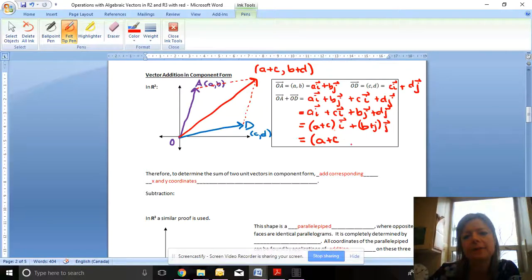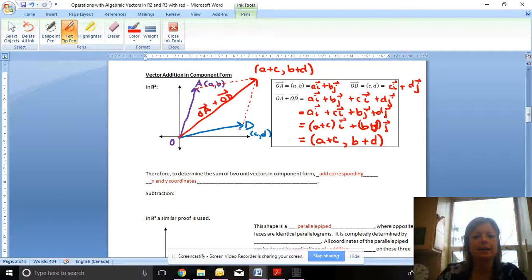So if you rewrite this in terms of just your components, you get a plus c as the x value, because that's the coefficient in front of i. That's what you're multiplying this unit vector by, so that's how long it will be. And your y value will be b. Sorry, that shouldn't be b, that should be d: b plus d. So this is the mini little proof that for the resultant vector OA plus OD, you just add the x values and add the y values.